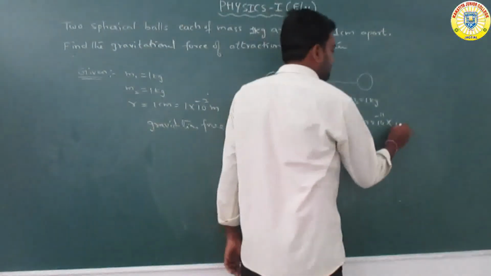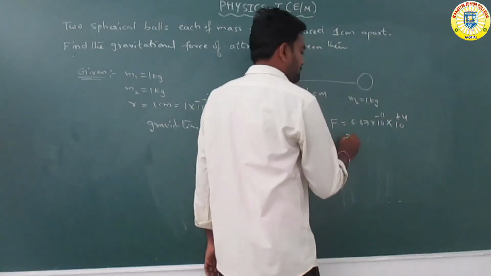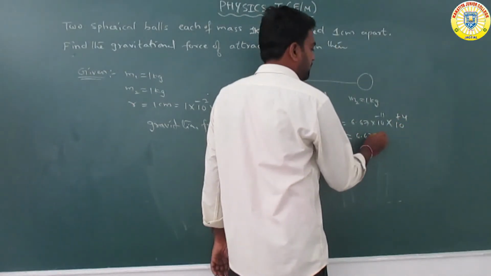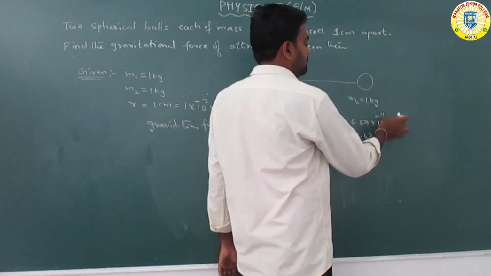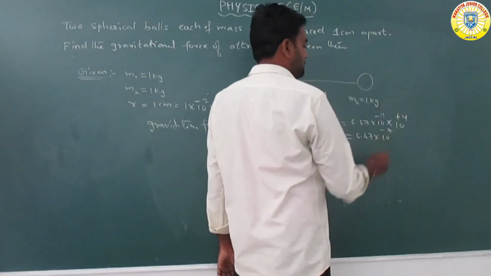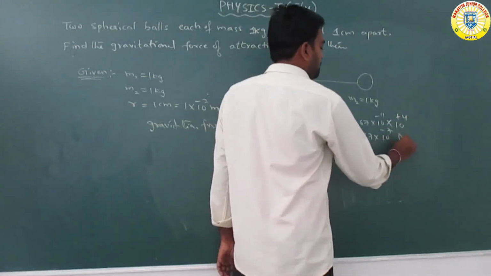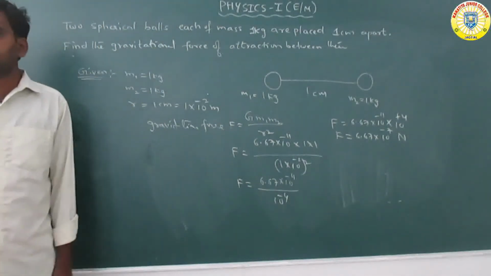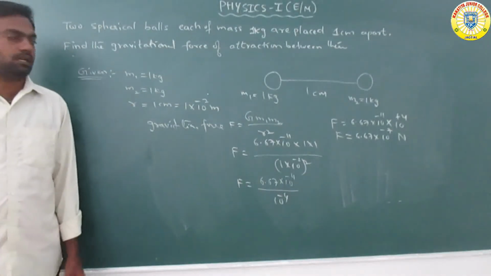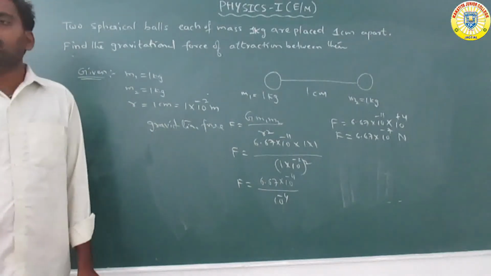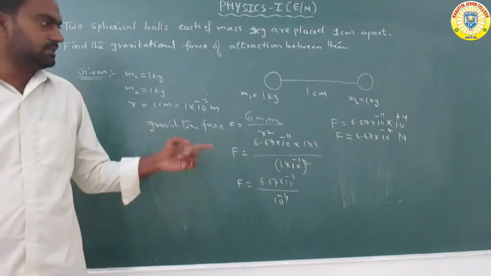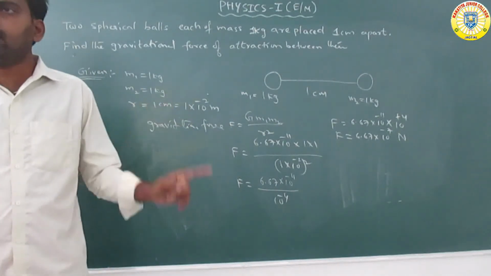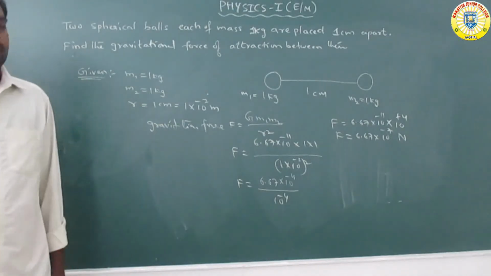We can write it as 10 to the power of plus 4. So it is equal to 6.67 into 10 to the power of minus 11 plus 4, that is 10 to the power of minus 7. The force is measured in newtons, the SI unit. So the force of attraction between the two bodies is 6.67 into 10 to the power of minus 7 newtons.